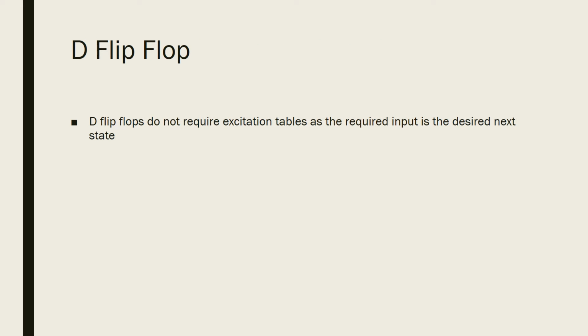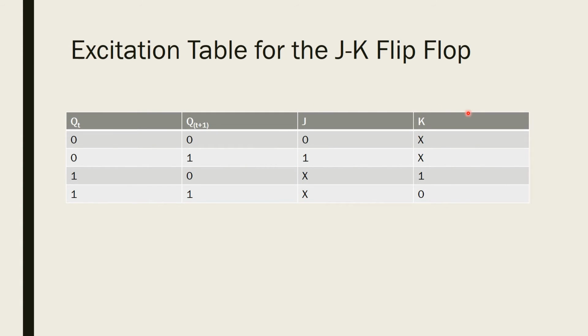The D flip-flop does not require excitation tables as the required input is the desired next state. The X's in this excitation table for the JK flip-flop denote don't care conditions. For don't care conditions, the input value does not matter. That is, it can be a 1 or a 0. In the next slide, we develop this table.